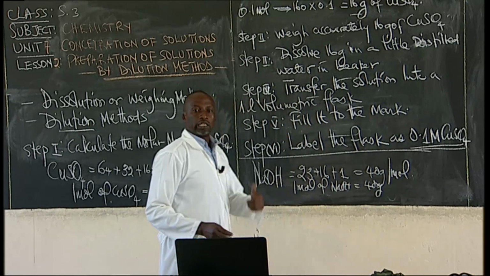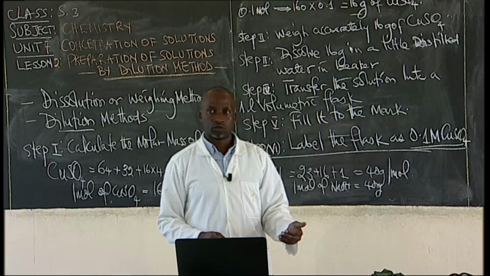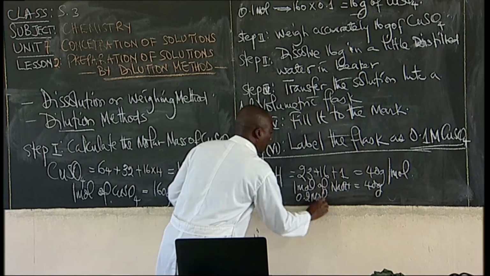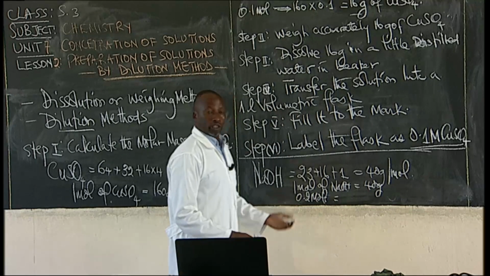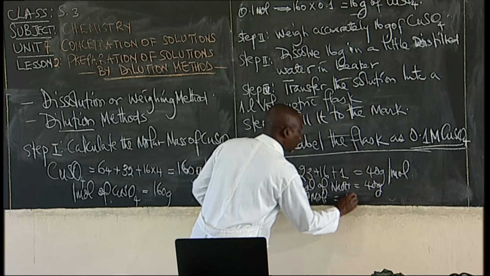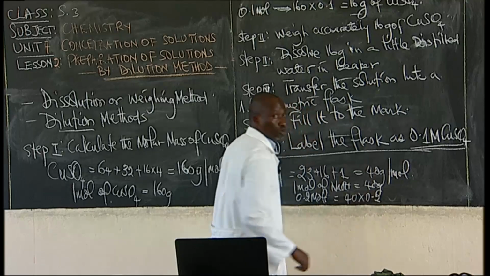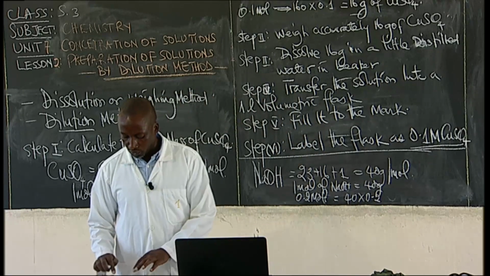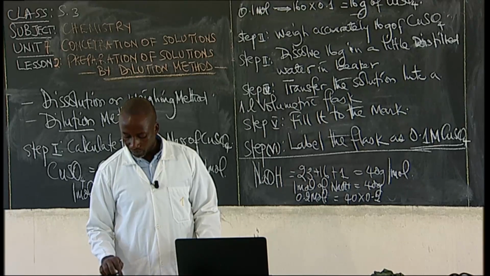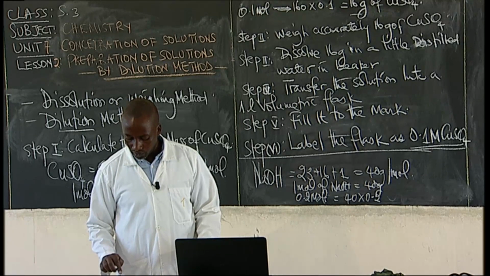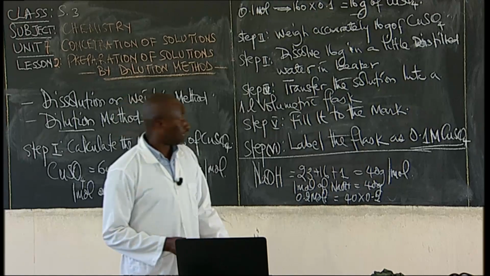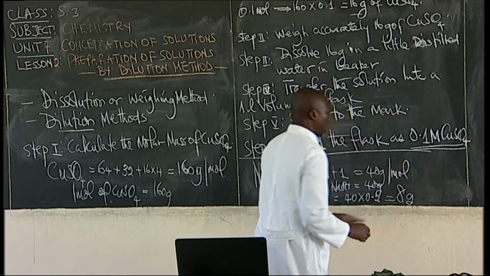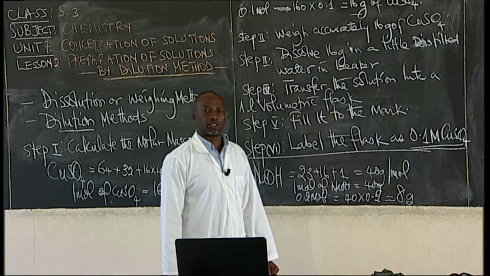You need 0.2 moles. What will that be equal to? That will be 40 times 0.2. If you calculate 40 times 0.2, you get 8 grams. So this is 8 grams, and now you have to measure 8 grams.